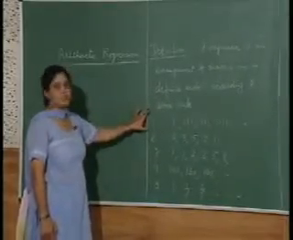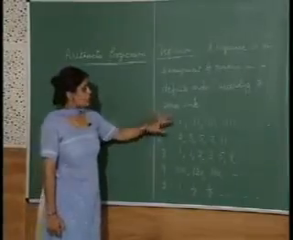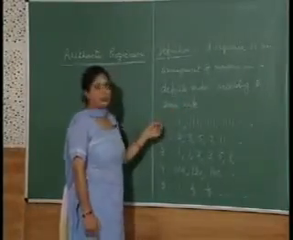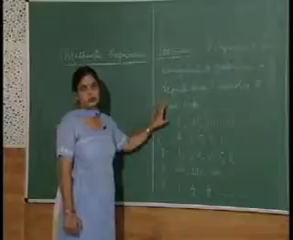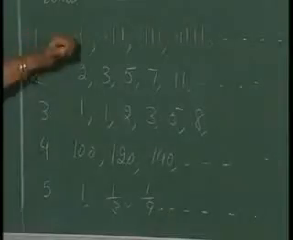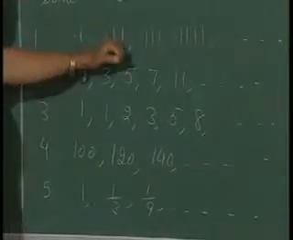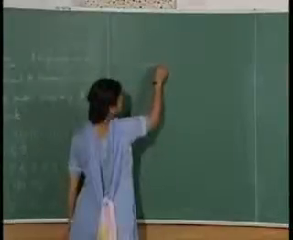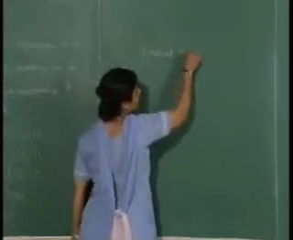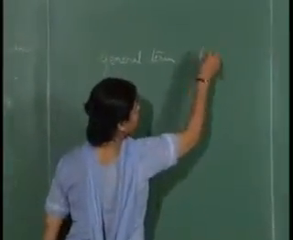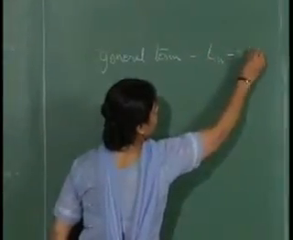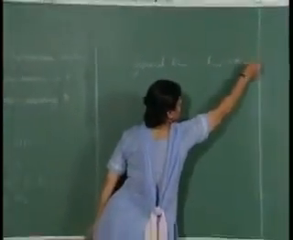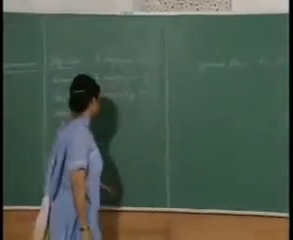Now when we talk of the sequence, there are certain numbers which belong to a sequence. These are called the terms. So the first term we usually denote by T1, the second term we denote by T2, and the general term we denote by Tn, which is also the nth term of a sequence for any natural number n.